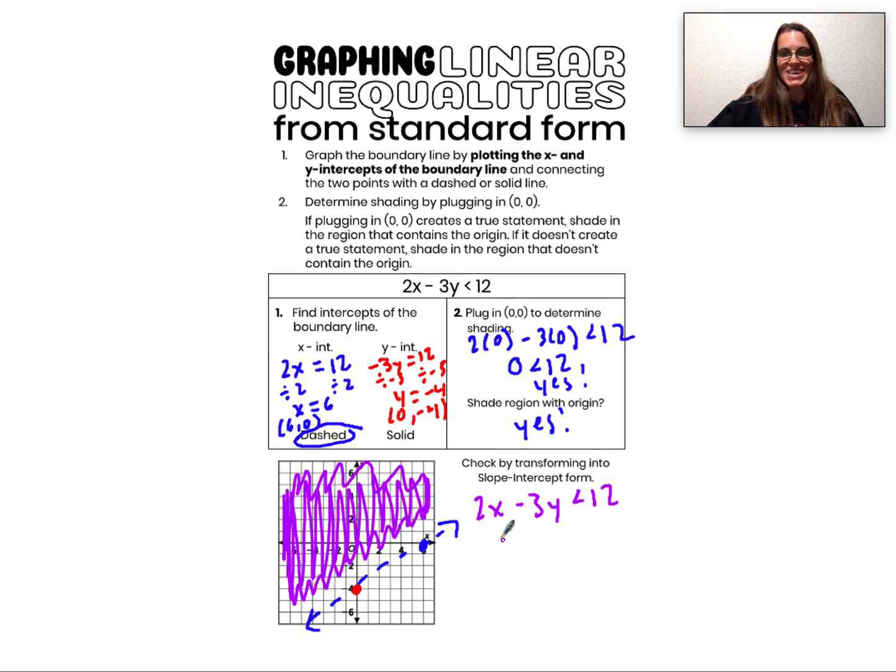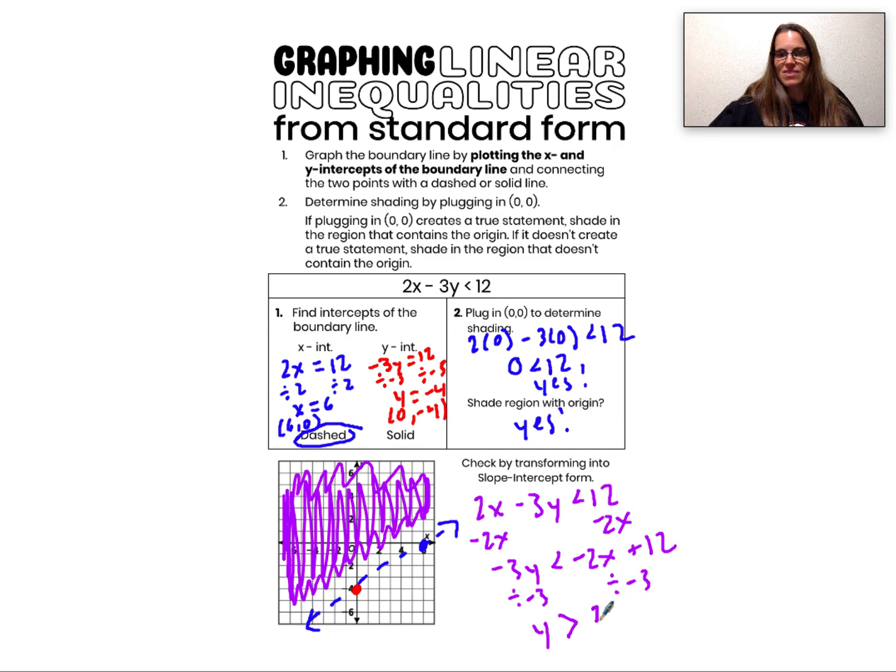Do you remember how we do that? First, we move the x term to the right-hand side by subtracting 2x. Then we divide by negative 3, which would more commonly be done with a division bar. Negative 3y divided by negative 3 is y. I'm dividing by a negative. What happens to my inequality? I hope you remember. It flips.